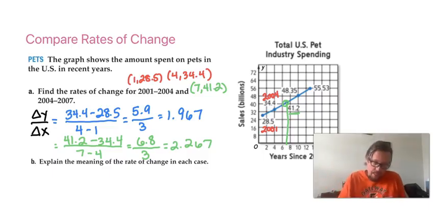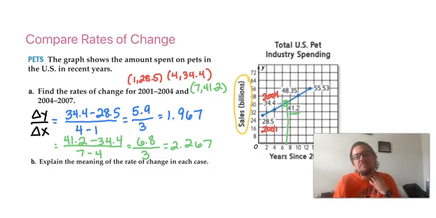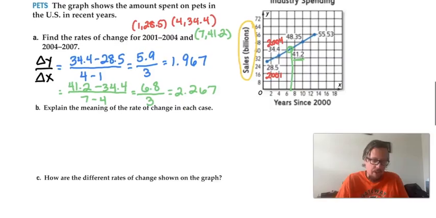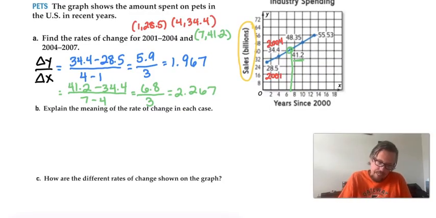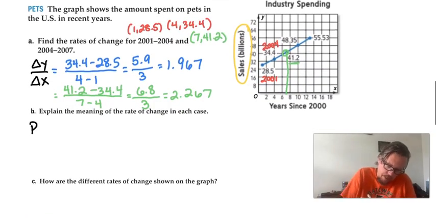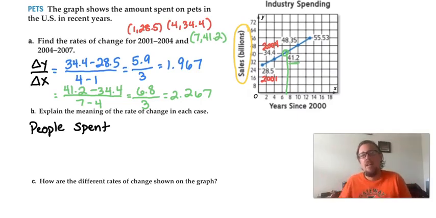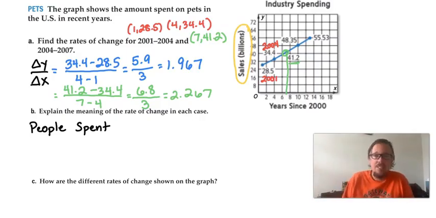Now keep in mind, according to the axis over here, this is in billions. So $1.967 billion per year and $2.267 billion per year. That's what these rates of change mean. So people spent, now because this is over a period of time, we're dealing with averages. We don't mean they spent 1.967 every single year for 3 years. We mean on average they spent that amount. We can see the lines going up. They spent more each year. It wasn't the same each year.